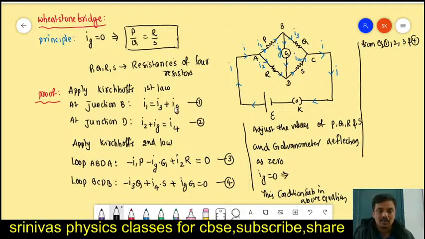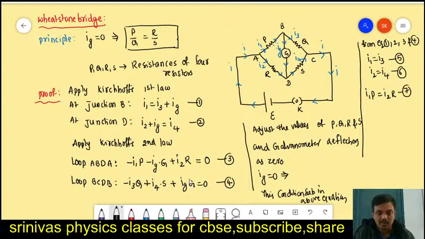Just write Ig0 here. We will get I1 is equal to I3. This is equation 5. Next, here write Ig0, you will get I2 is equal to I4. This is equation 6. Next, here write Ig0, this term will become 0. Then minus I1p plus I2r is equal to 0. Minus I1p we will take to the right side. Then we will get I1p is equal to I2r. This is equation 7.